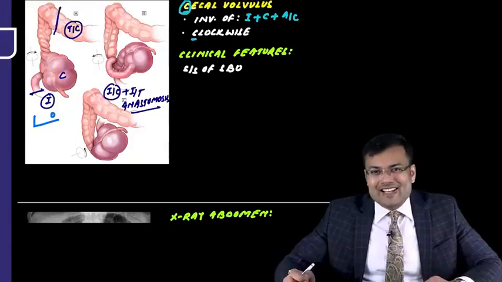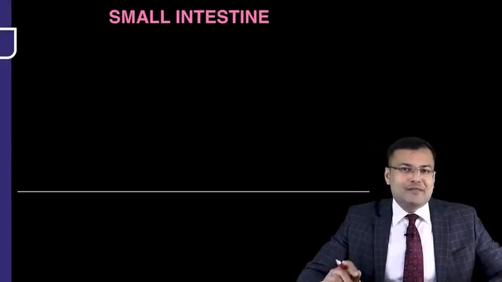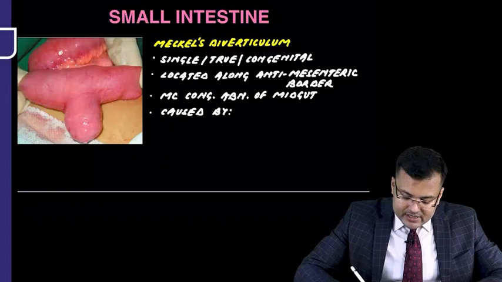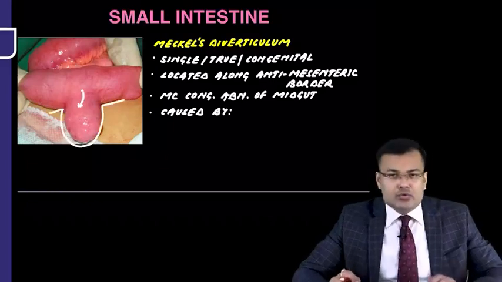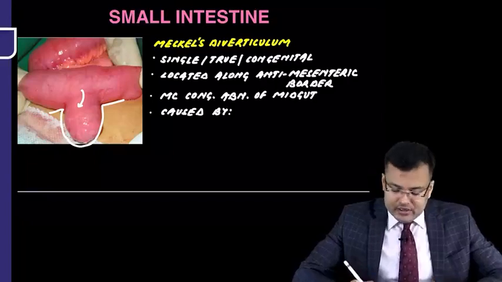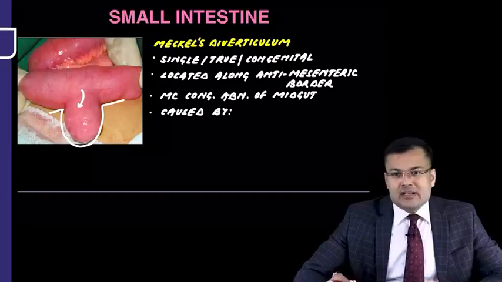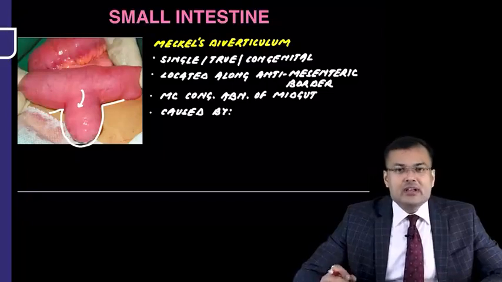So this is all about intestinal obstruction. Now we are going to start small intestine, and first we are going to discuss the Meckel's diverticulum. In this image you can see this is the Meckel's diverticulum. What is the location? It is single, true, congenital, located on the anti-mesenteric border. And you know that this is the most common congenital abnormality of midgut. What is the cause of Meckel's diverticulum? It is caused by persistent vitellointestinal duct, that is also known as omphalomesenteric duct.